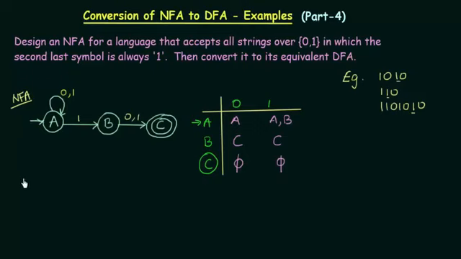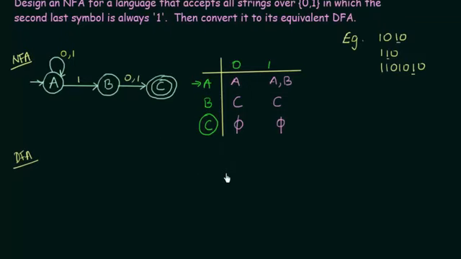Now we will try to design its equivalent DFA. For that, I will convert the state transition table to the equivalent transition table for DFA. So let me draw the table over here. In this table we will be doing it for DFA. My inputs are 0 and 1, and I will first start with the starting state, which is state A. A on getting input 0 goes to A itself. And A on getting input 1 goes to two states, A and B.